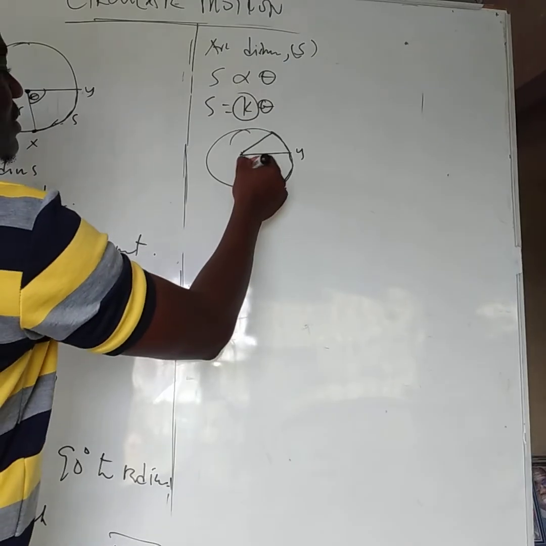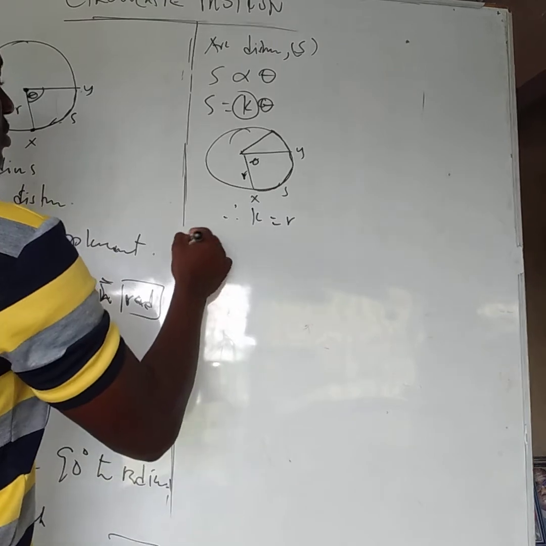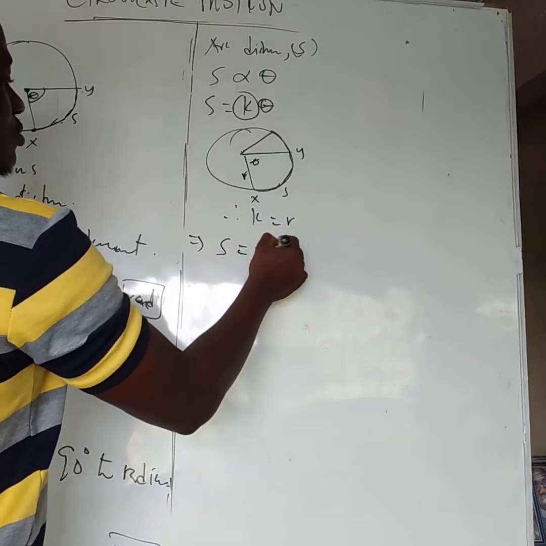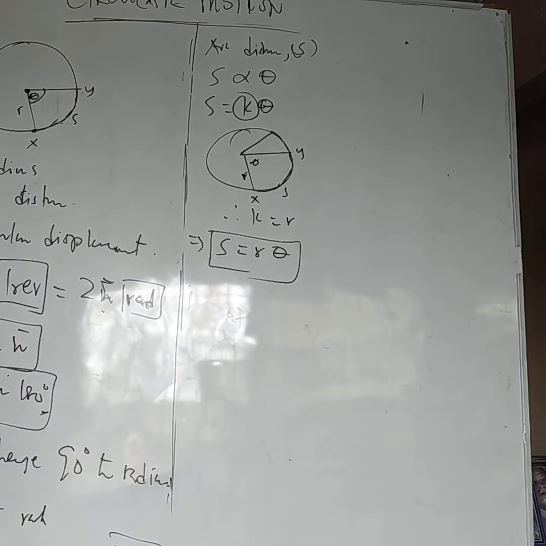The only constant thing is the radius r. Therefore, k is equal to the radius r, implying that our arc distance s is equal to r theta. So this is what we have as far as the arc distance is concerned, and the SI unit for the arc distance is meters.